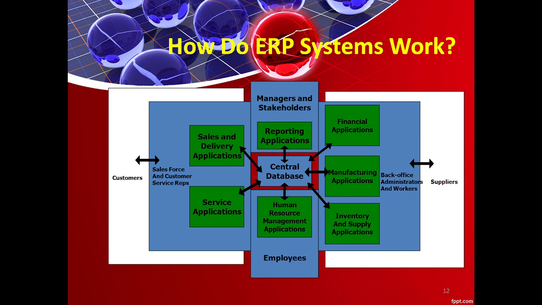So we can say Salesforce and customer service representatives are working here. When we talk about the reporting application, they are largely coming from managers and stakeholders. So we can say the central database is also receiving the information from managers and stakeholders. When we talk about human resource management, it has to do with the central information system and the employees. So we have the human resource management application.